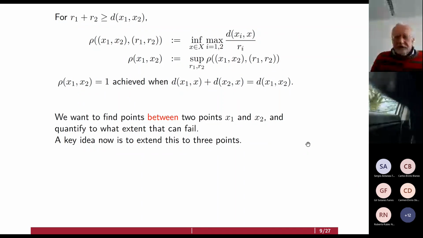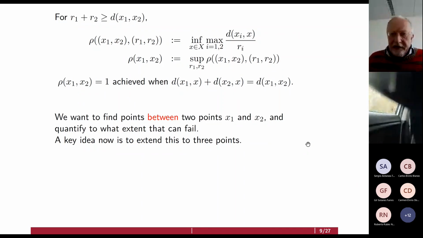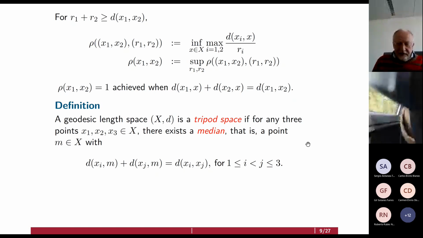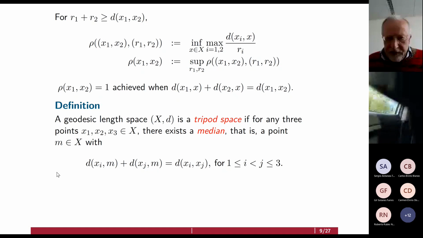But if we can do it with 2 points, x1 and x2, we may also naturally ask what happens if you have 3 points, x1, x2, and x3. And then it becomes interesting. So far it was rather trivial. So now we come with the first definition, geodesic length space. That is a space where the distance between any 2 points can be realized by the length of a shortest curve between them.